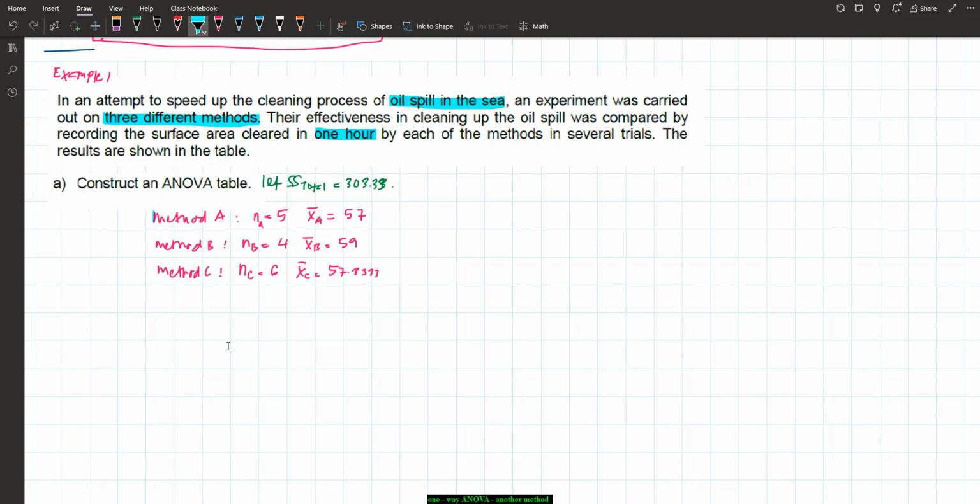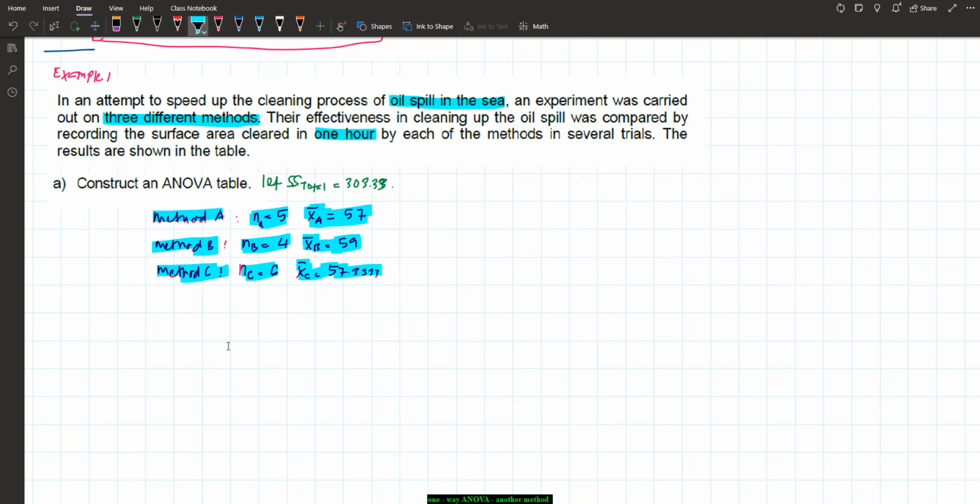For method A, we have 5 samples and the average of the sample is 57. For method B, we have 4 samples. The average of method B is 59. For method C, we have 6 samples and the average for C is 57.33.